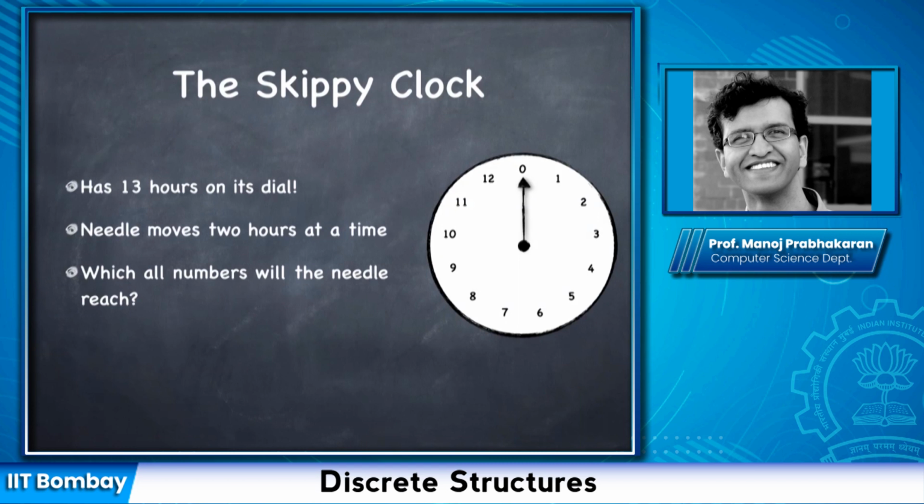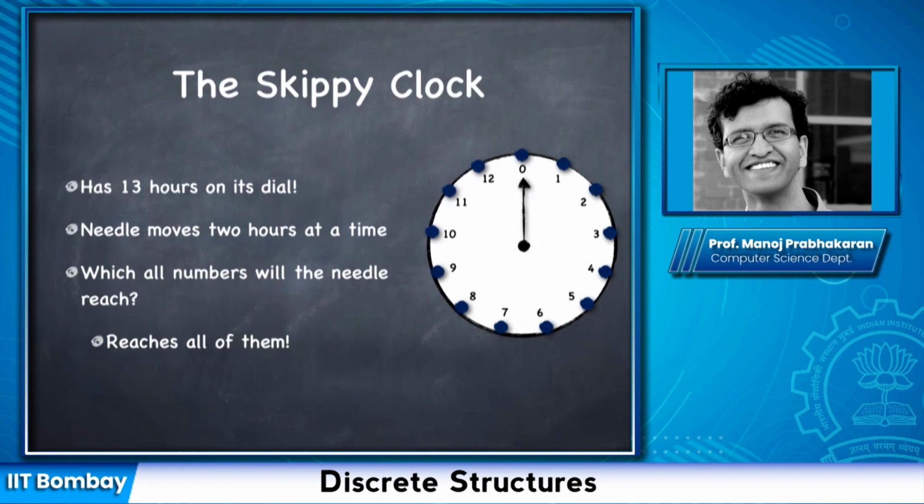So in this example, it was 13, and the needle moves 2 at a time. And we went around the clock and saw that it actually reaches every number. And the question is, in general, when does that happen? Or if it doesn't happen, where all does it reach? So I'll not answer this question exactly, but I'll tell you something that'll let you solve this problem yourself.